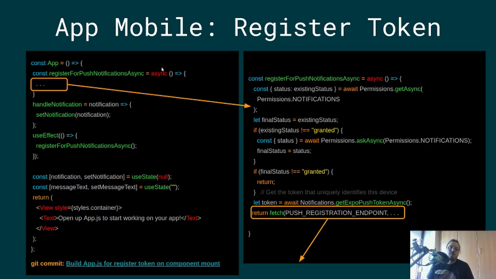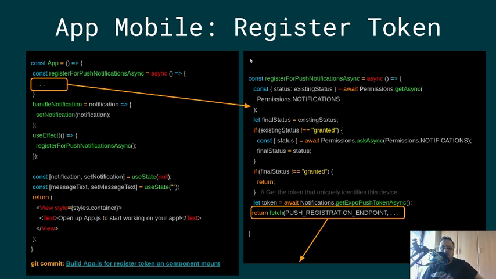So what we do is just create a register for push notifications, asynchronous, and what this does is check for what we see here, which imports the permissions and notifications from Expo.